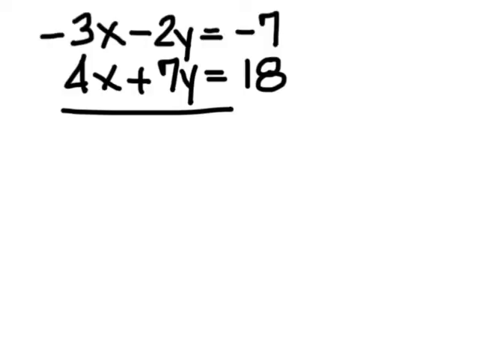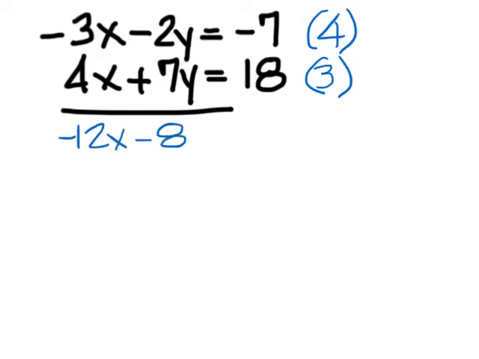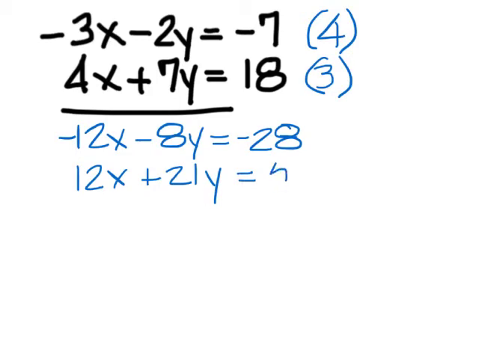Another example. Don't worry about the negative sign on the 3 yet. What's the least common multiple between 3 and 4? 12. So what would I multiply 3 by to get a 12? 4. So I multiply the entire top equation by 4. And I multiply 4 on the bottom there by 3 to get 12, so I multiply the whole thing by 3. So multiply the top by 4 to get negative 12x minus 8y equals negative 28. And on the bottom, you'll have 12x plus 21y equals 54.